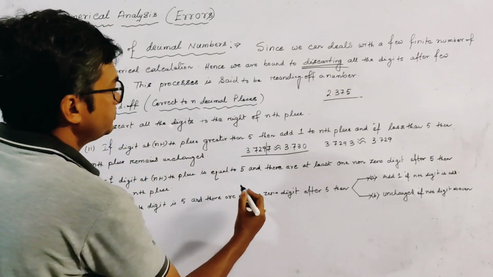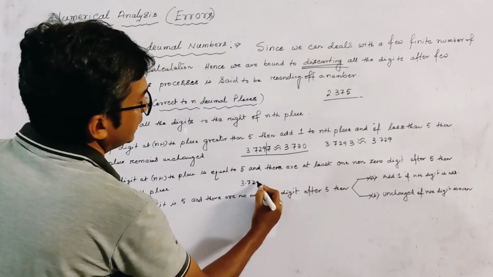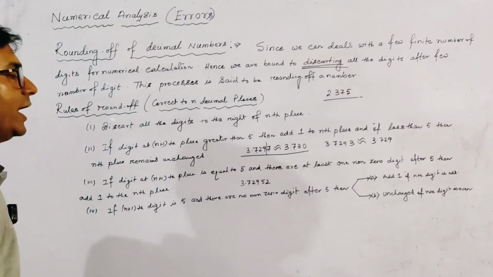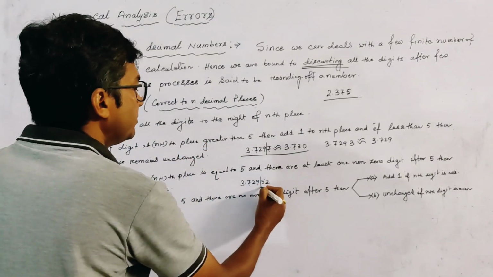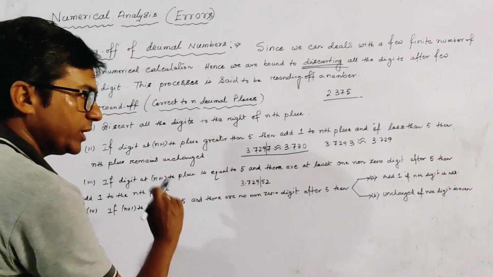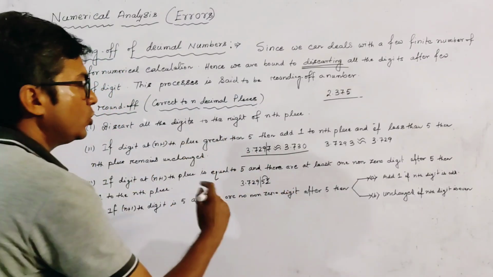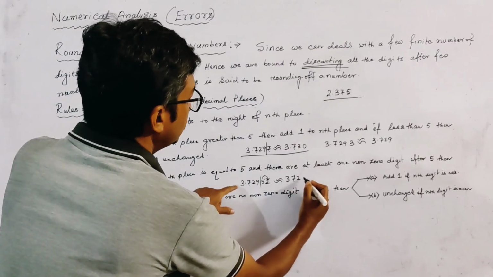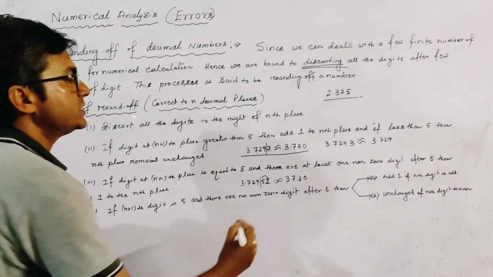Okay. For example, if the number is 3.7295, and we want to round off up to 3 decimal places. So after 3 decimal places, the 4th decimal place is 5. So this is not greater than 5 or less than 5. This is equal to 5. But after 5, there is a non-zero digit. This is 2. So the rounding of this number, we get 3.72, this is 0 and this is 2 plus 1, this is 3. Okay, this is the rounding of this number.